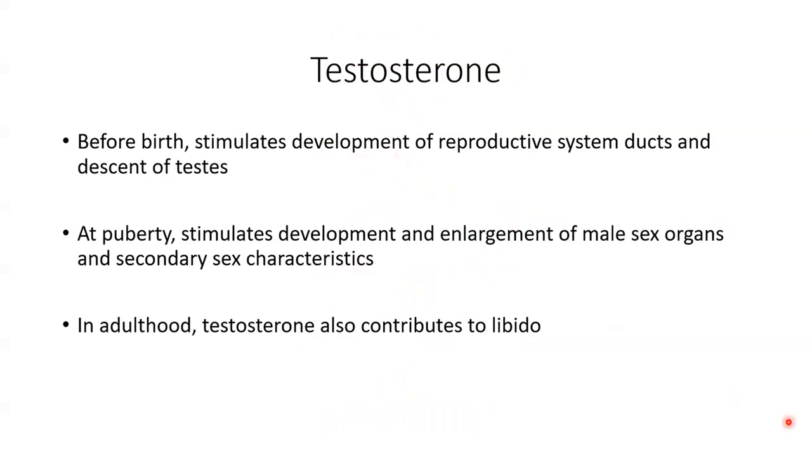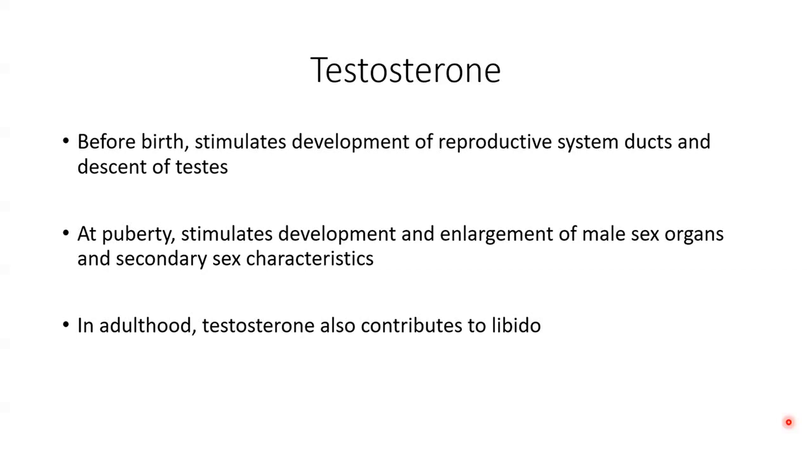Now, outside of the effects on spermatogenesis, testosterone acts on target tissues in several ways. Before birth, testosterone stimulates the development of the male reproductive system ducts and the descent of the testes. So the testes are formed up in the pelvic cavity and then they descend into the scrotum. At puberty, testosterone brings about the development and enlargement of our male sex organs, as well as the development of masculine secondary sexual characteristics.